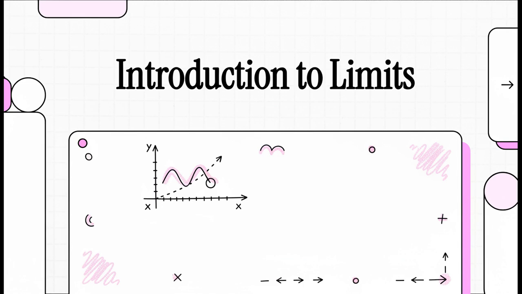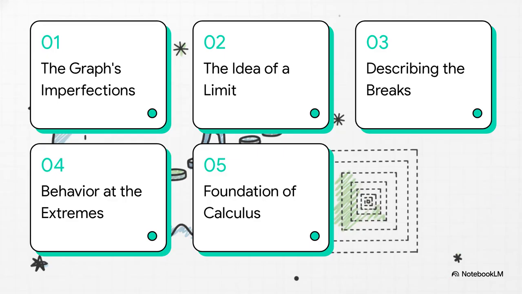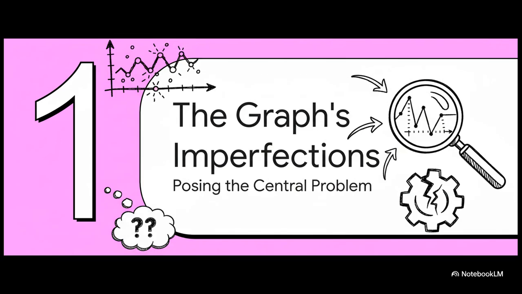Let's dive right in. All right, so here's our game plan. First, we're going to look at what happens when graphs get weird and, well, break. Then we'll introduce the brilliant solution that is the limit. After that, we'll see how limits let us talk about those breaks with perfect precision. And then we're going to push the idea to its extremes, literally. And finally, we'll tie it all together for the big aha moment, why this one idea is the bedrock of all of calculus. So to really get why we even need limits, we first have to wrap our heads around the problem they were invented to solve.